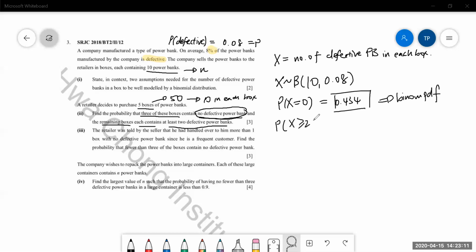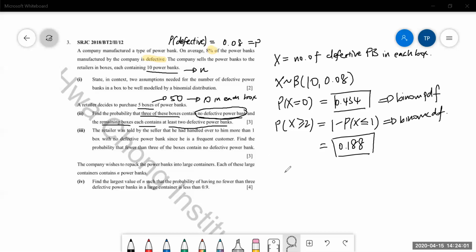Then you need to find the probability of X at least 2, right? At least 2 means greater than or equal to 2. So I must do 1 minus the probability of X less than or equal to 1. Good. So I use CDF? Yes. So the X value I put as 1. Yes, correct. 0.188.